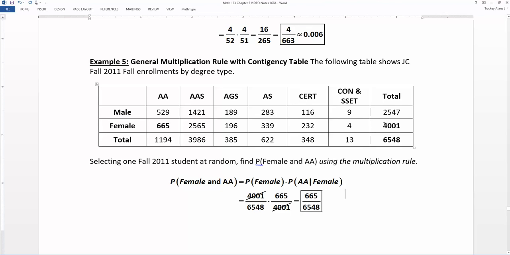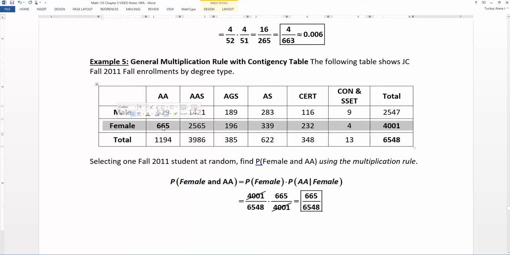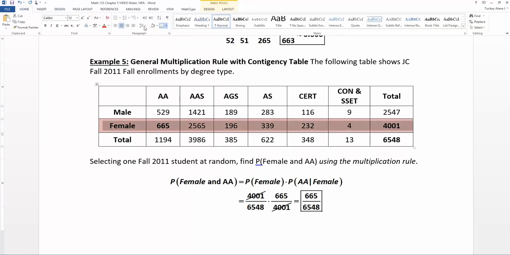In other words, the chance of female was 4001 out of 6548. The chance, given that I know it's a female, that I'm in this row, of being AA in that group is 665 out of 4001. It's the same pink row that we saw earlier. Matter of fact, I can make it bright pink just to make it match.